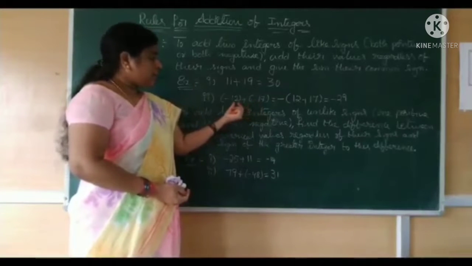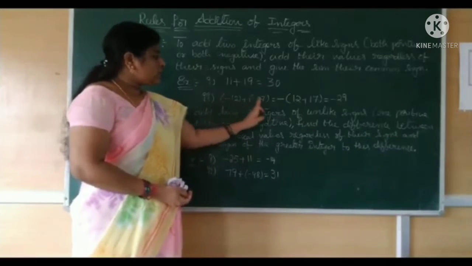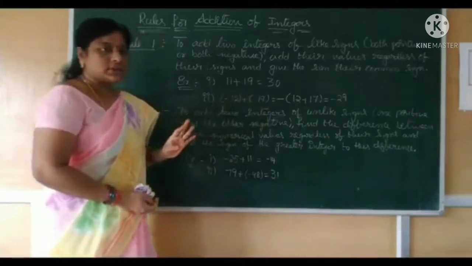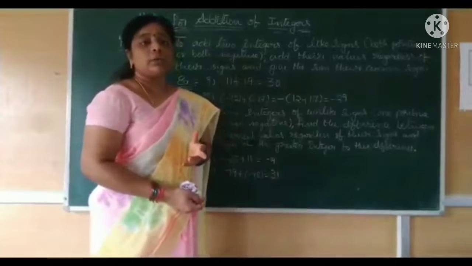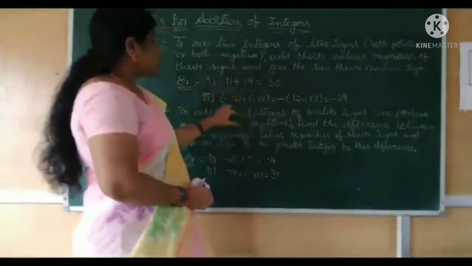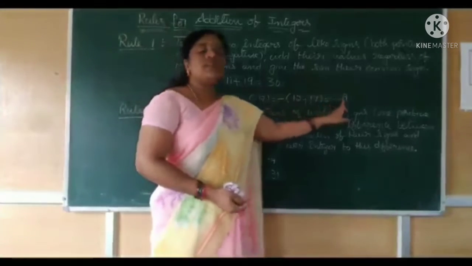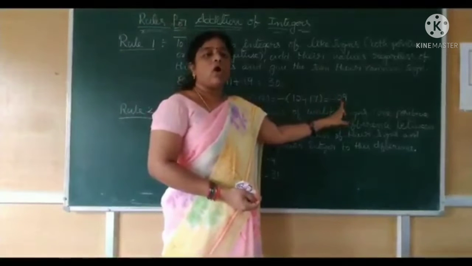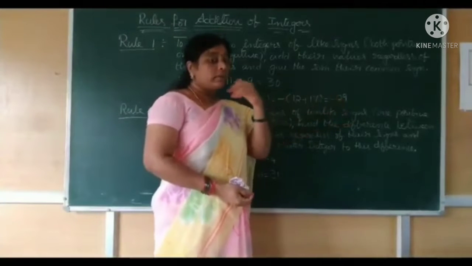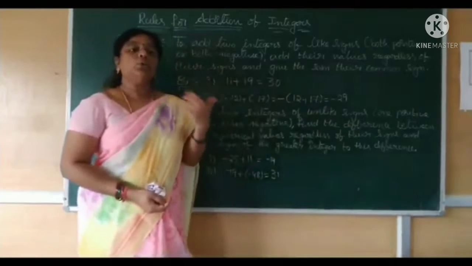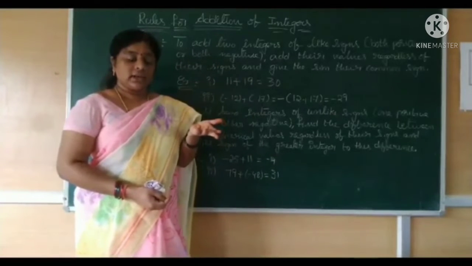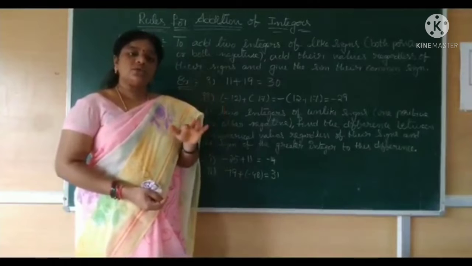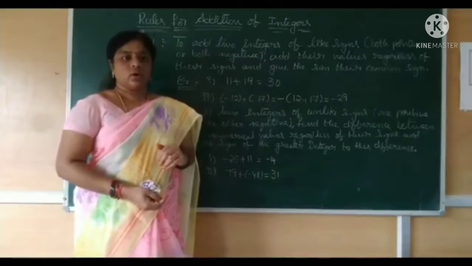So add them. First of all, regardless of the sign, just add their values. 12 plus 17 equals how much? 29. So what is the sign here? Negative. So the answer is negative 29 or minus 29. What we observe here is, if you add two negative integers, the result is also a negative integer.